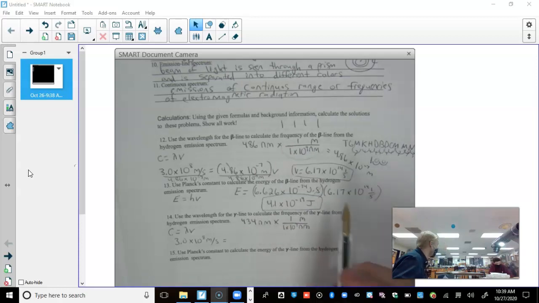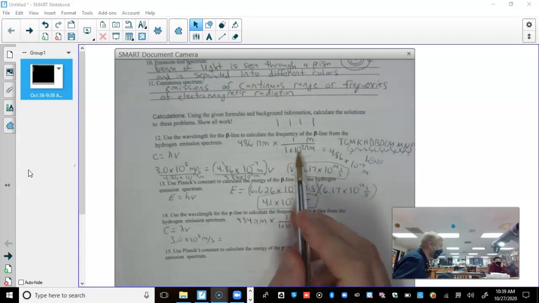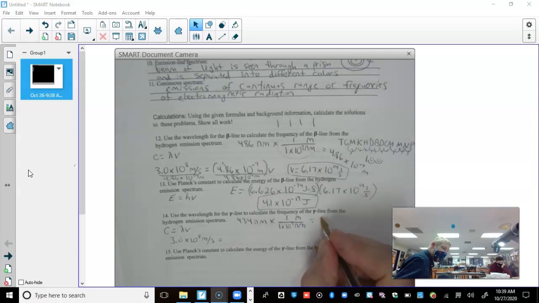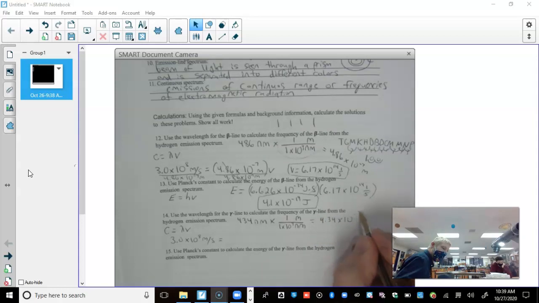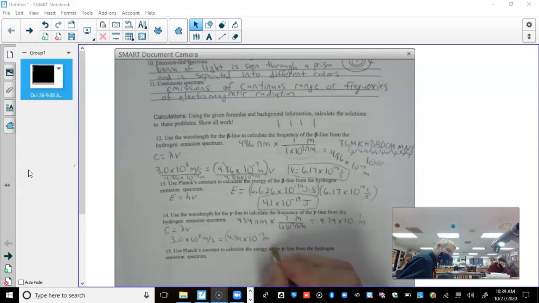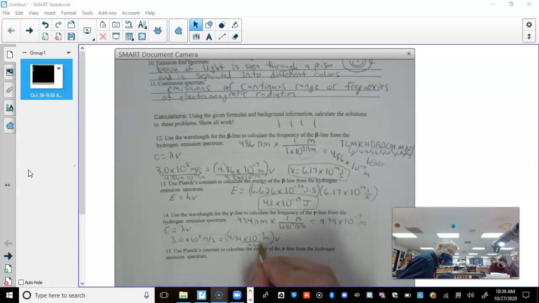Let's not make this harder for us than it already is. We already did the work in question 12. So let's just reuse that. When you plug in your calculator, it's going to be 4.34 times 10 to the negative 7th, and that's meters. So I'm going to type that in, 4.34 times 10 to the negative 7th meters. I'm going to times that by frequency. And what's the last step to solve this? Divide. You got it. So I'm going to divide by 4.34 times 10 to the negative 7th.